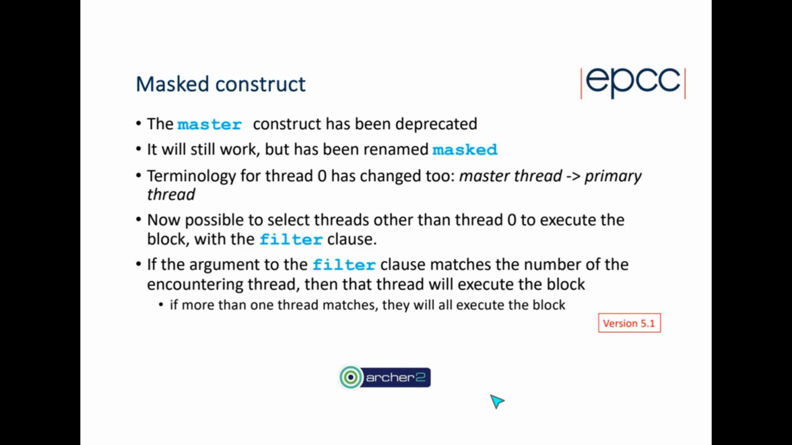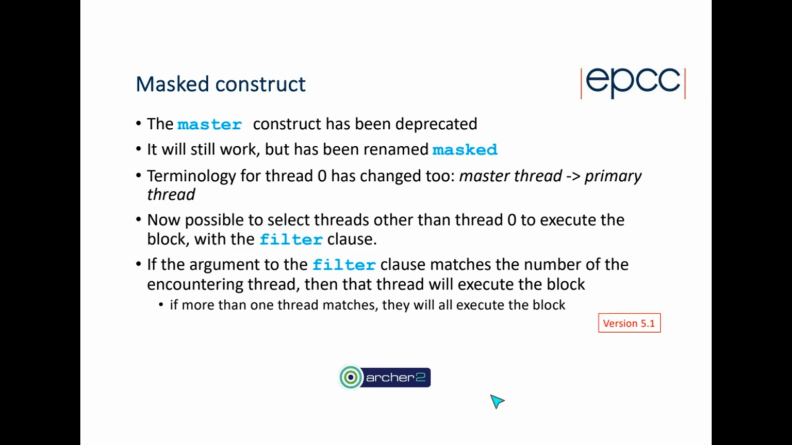But the semantics have been extended, so that's part of the reason for renaming it to masked. It's now possible to select threads other than thread 0 to execute the block of code, and potentially more than one thread to execute the block of code. And the way this works is, again, it makes sense when you think about it for a while, but at first sight, it's a little bit odd. Okay, it says if the argument to the filter clause matches the number of the encountering thread, then that thread will execute the block.